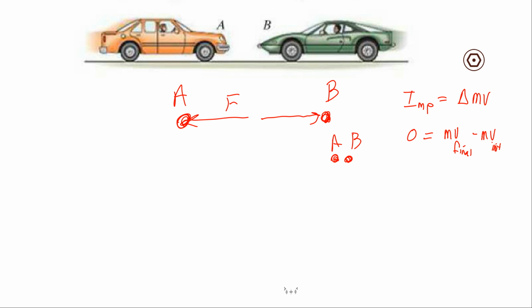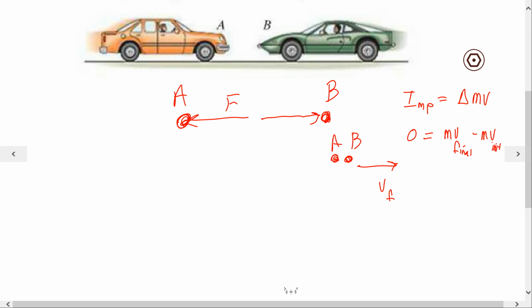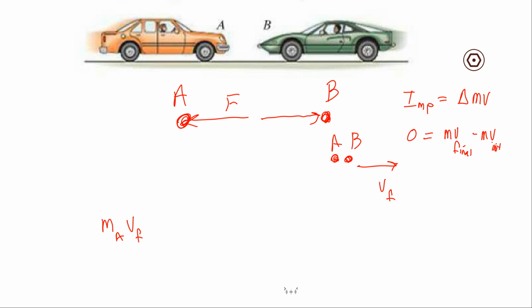Okay, so I'm going to say, well, I don't know, but I think they're going like this. I think they have a final velocity. I'm going to say VF. And I think they're going to go to the right. What's the final momentum? How fast is A moving? VF. So mass of A times V final. That's his momentum. Is it a plus momentum or a minus momentum? Plus? Okay, so we're going to call this direction over here plus. All right, so that's a plus momentum.